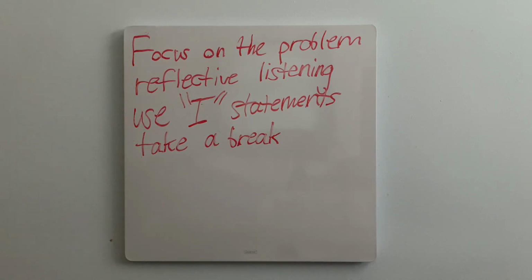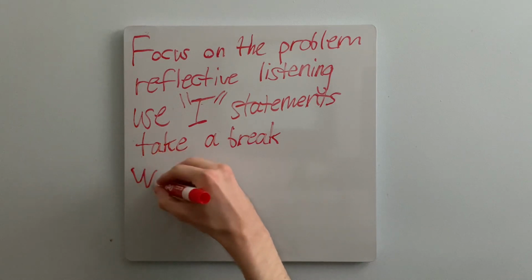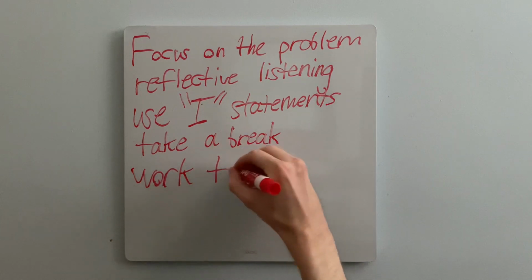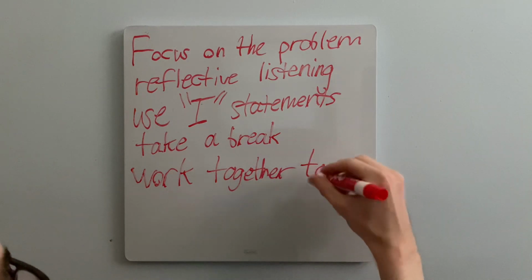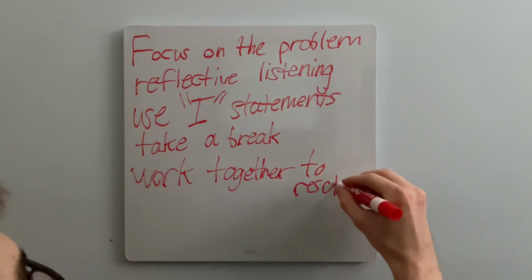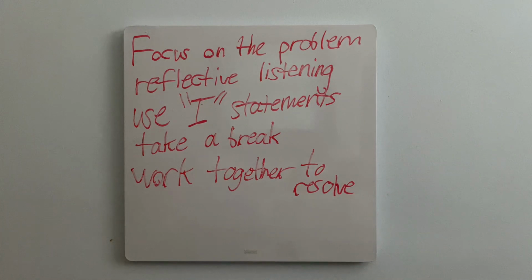And another one is work together to resolve. Because if you value this relationship, if it's your friend or your family or your partner, and you're arguing, really, you want to work together to fix the problem. Because if only one of you is working to fix it, the other person is disconnected from the issue, therefore the issue's not going to be fixed all the way.